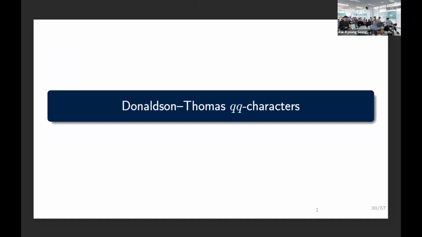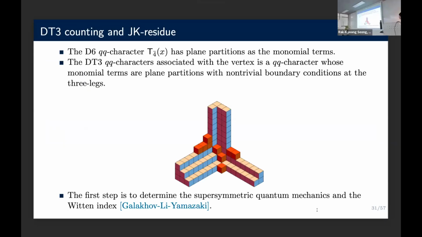And okay, so I don't have time. Let me move on to the next generalization, which is the Donaldson-Thomas QQ characters. From now on, I'll be focusing only on the Calabi-Yau case because we have a nice algebraic understanding. A while ago, I said that the D6 QQ character has nice plane partitions appearing in the monomial terms, which means you'd like to change the boundary conditions of these QQ characters.